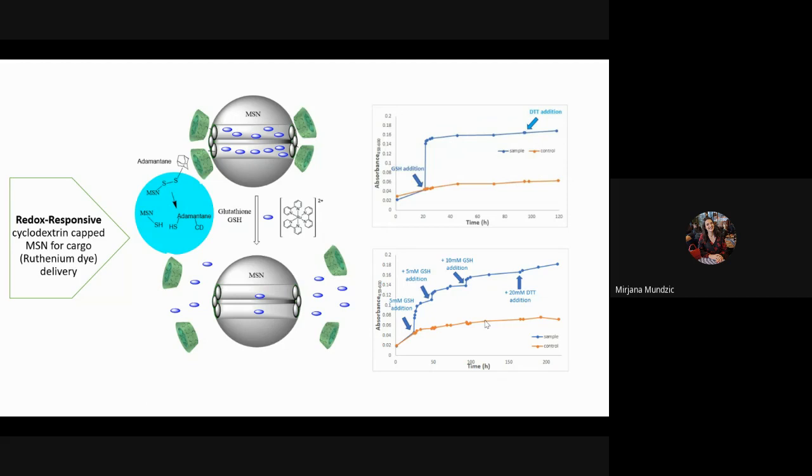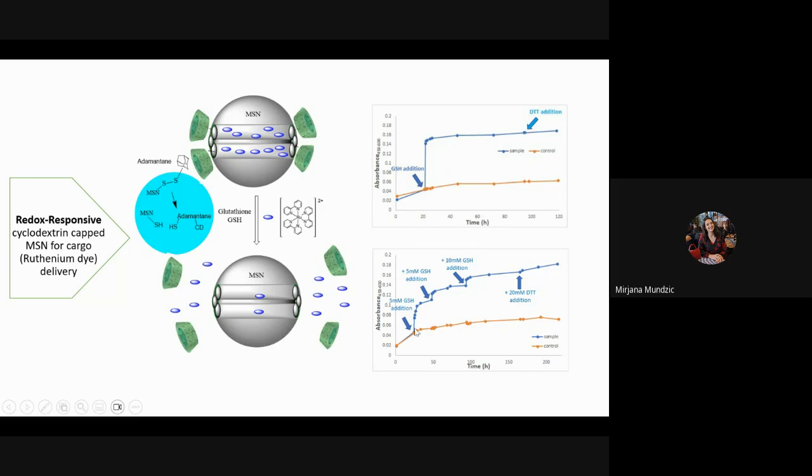Here we also used the ruthenium dye, but this is a redox-responsive system. So it's not the lowering of the pH value, but the addition of glutathione. The cargo is again ruthenium dye, and here we can see the absorbance of the ruthenium dye, as we previously said. Here it is shown that the absorbance before the addition is around 0.04, and after the addition of 10 millimolar glutathione, the absorbance goes up to 0.15.